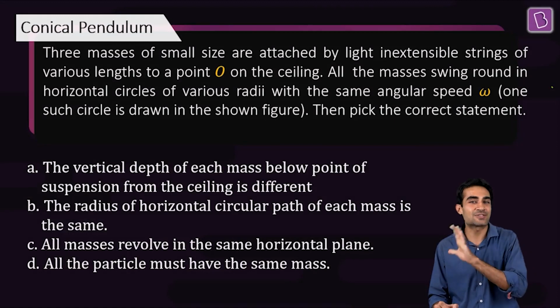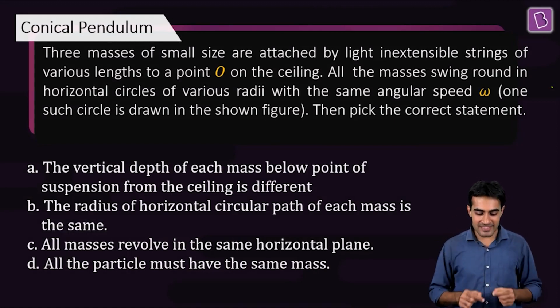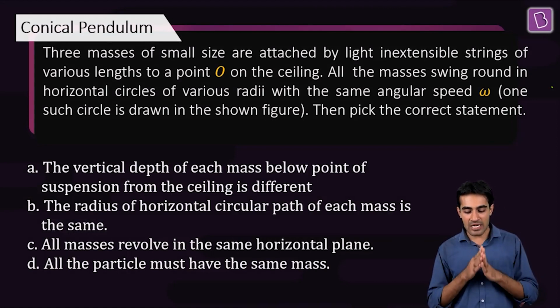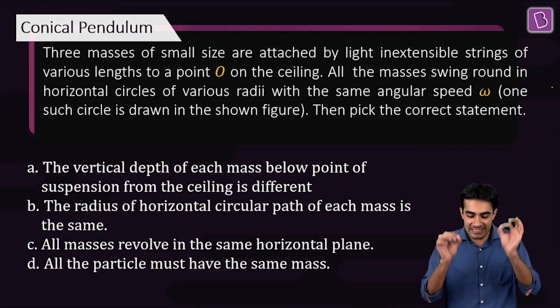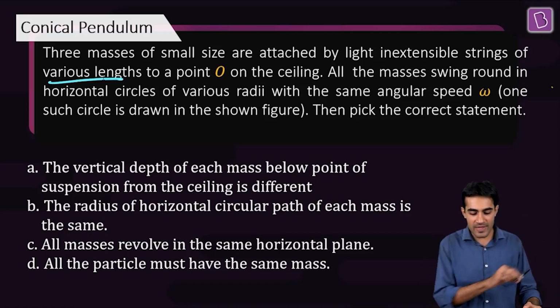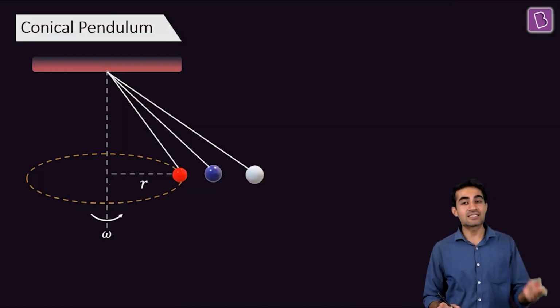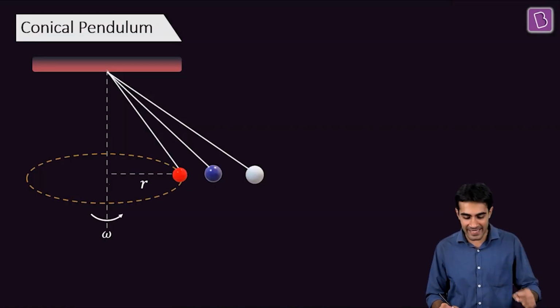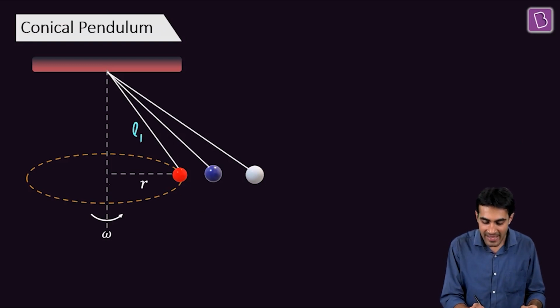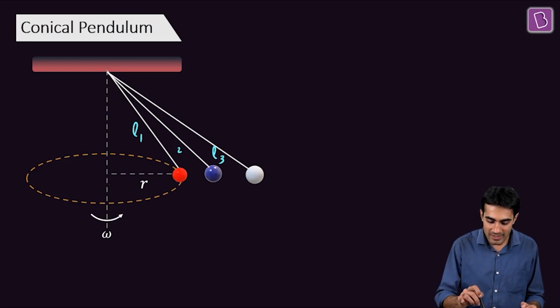Let us see what this question is all about. This is really interesting. 3 masses of small size are attached by light inextensible strings of various length. Various length is important. Of various length to a point O on the ceiling. So these strings are connected to same point on the ceiling and they are of various length. L1 is different than L2 is different than L3. So all these lengths are different.